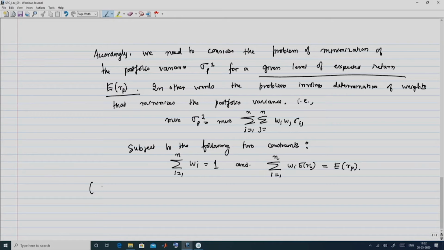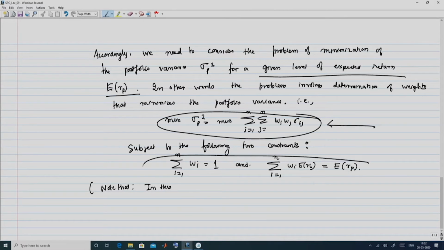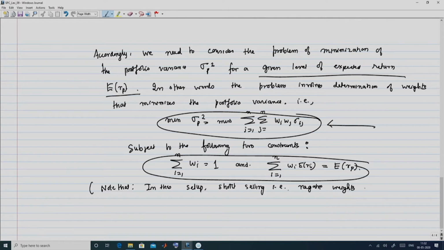Okay, so note, just to make an observation, that in this setup, the way this problem has been formulated in terms of the minimization of this function and these constraints, short selling, that is negative weights, are allowed.